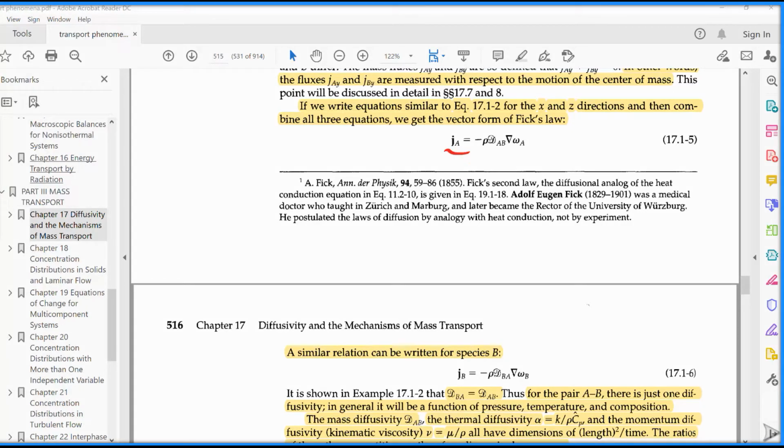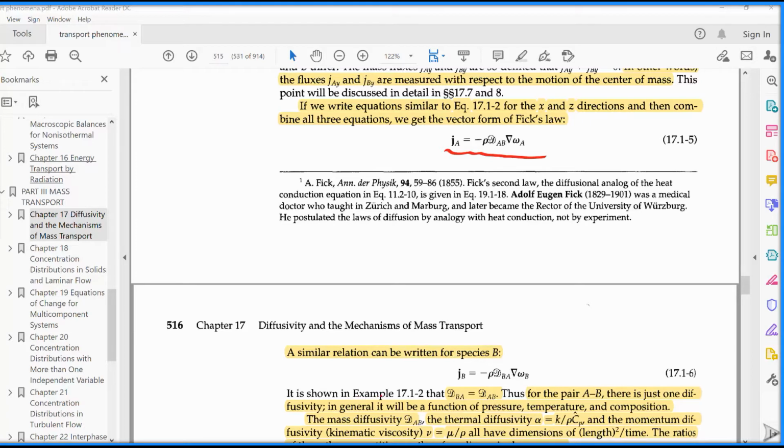Here we give the species A mass transport by diffusion in this form. We can write similar things for the species B. For species B, JB is defined as minus rho DBA. This time you see diffusivity BA, meaning B is diffusing through A, with the concentration gradients of B in free space.